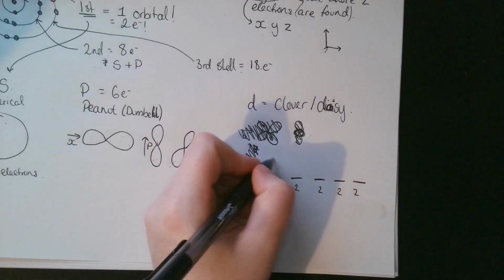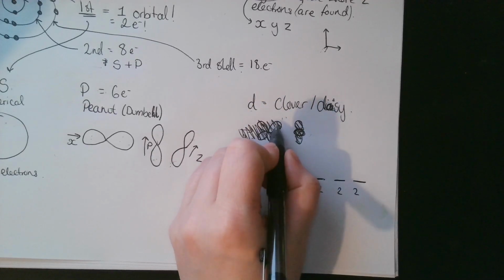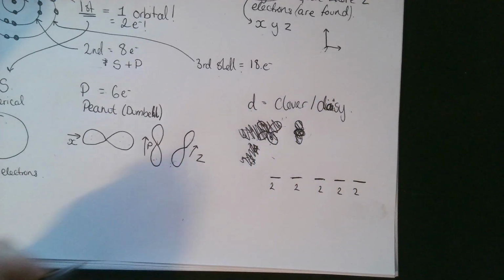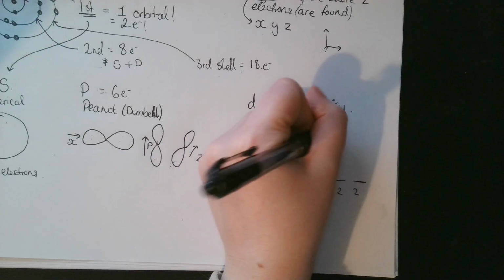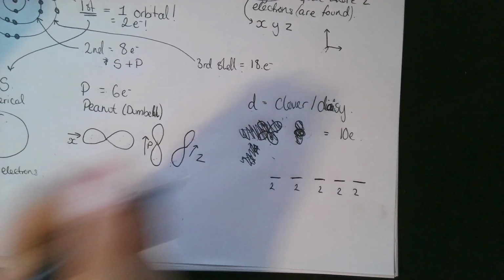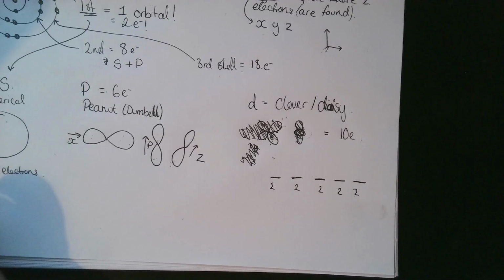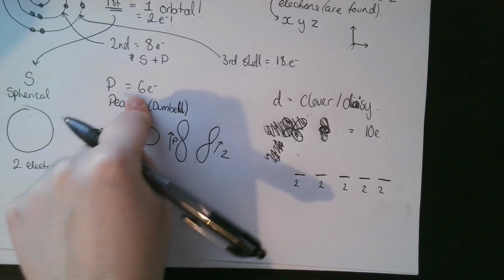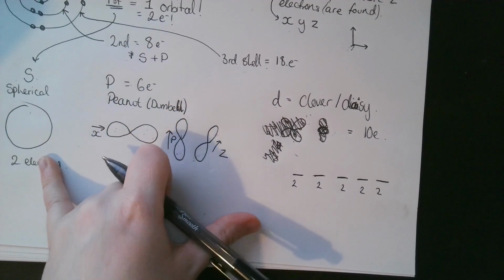So they could be in those 2, could be in those 2, could be in these 2, could be anywhere within that clover space. So this means that the D can hold 10 electrons. So with the 10, plus the 6, that's 16, plus 2, that's 18.